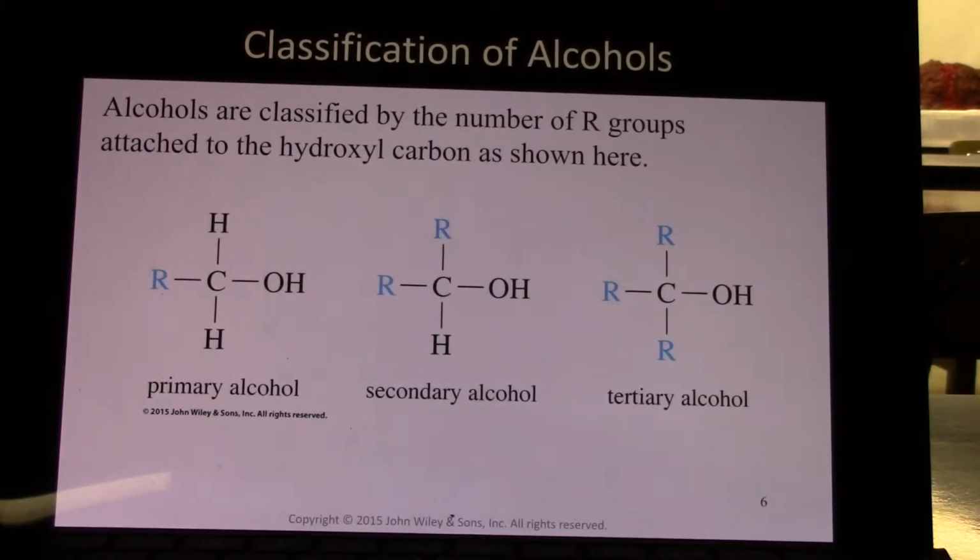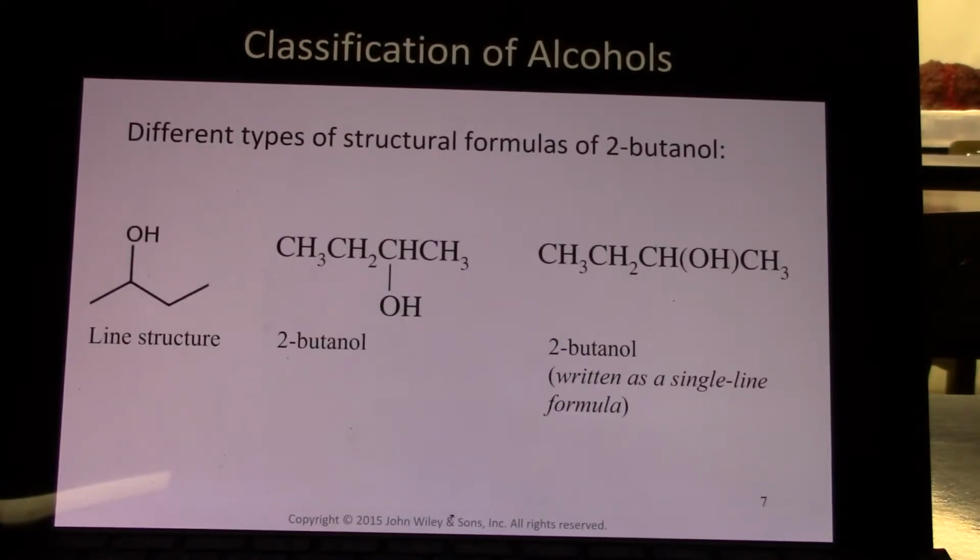Primary alcohols. Your OH group is coming off of a primary carbon, which means it only has one other bond to organic substances and 2 H's. Secondary alcohol is coming off of a secondary carbon. That carbon has 2 organic groups bound to it and 1 hydrogen. And a tertiary alcohol is coming off of a carbon that is bound to 3 other organic groups. So it's a tertiary carbon. So whether an alcohol is primary, secondary, or tertiary is dependent on what type of carbon the OH hydroxyl group is bound to, if it's primary, secondary, or tertiary.